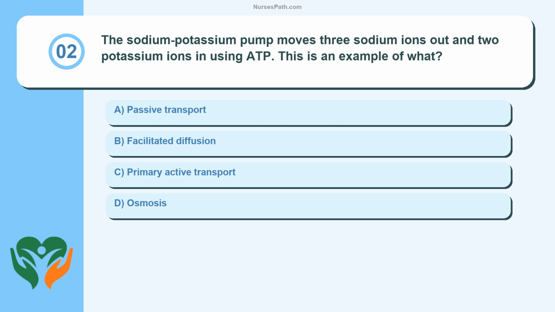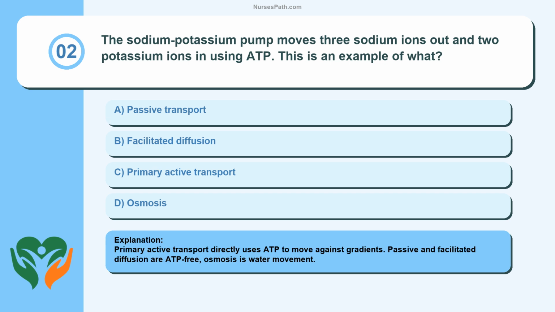Question 2. The sodium-potassium pump moves 3 sodium ions out and 2 potassium ions in using ATP. This is an example of what? Passive transport, facilitated diffusion, primary active transport, osmosis. Primary active transport directly uses ATP to move against gradients. Passive and facilitated diffusion are ATP-free, osmosis is water movement.